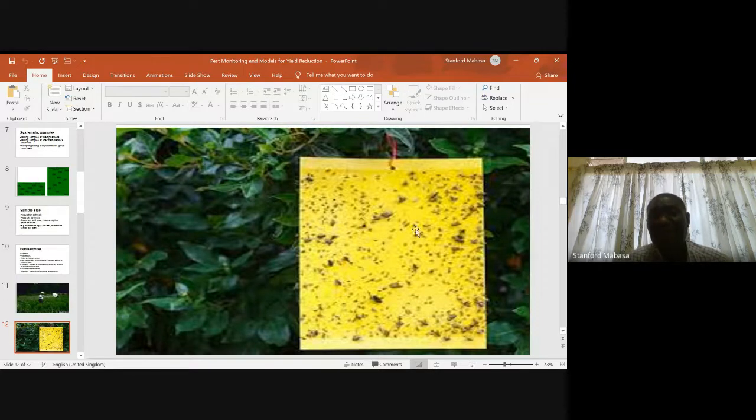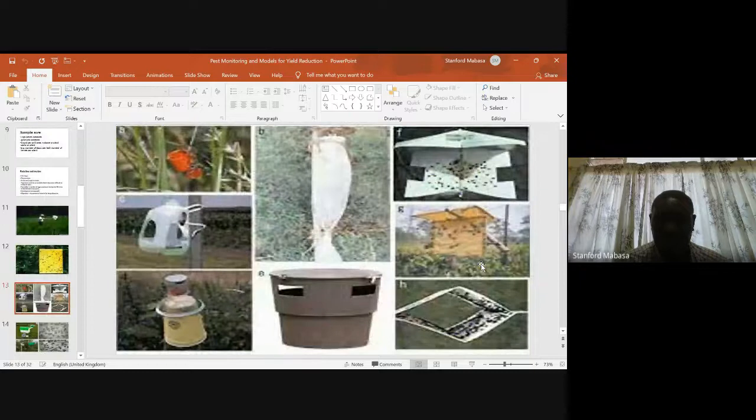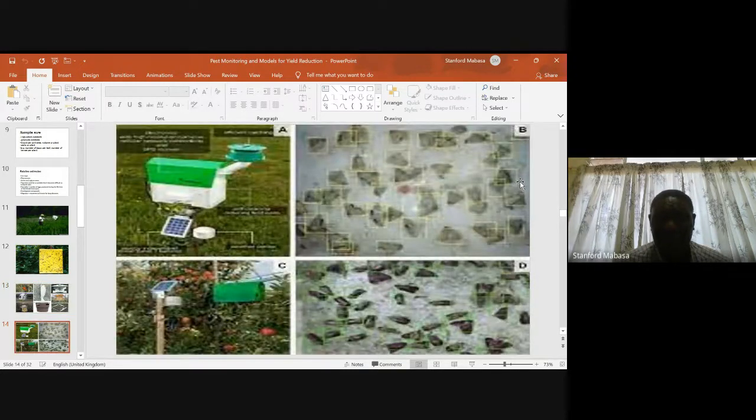Probably after some time, you need to identify and count these insects. Again, these are gadgets which are used to trap insects. There's also this gadget which is also used to trap insects.